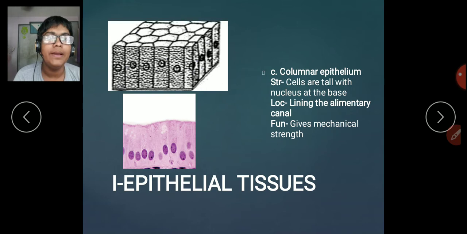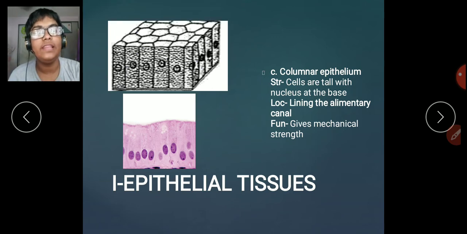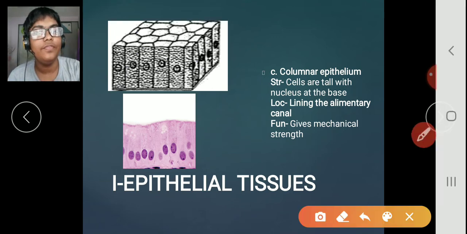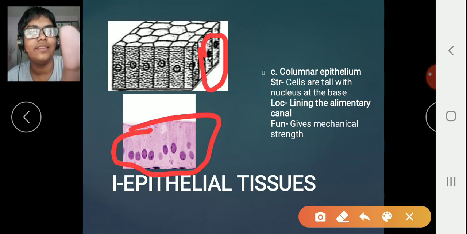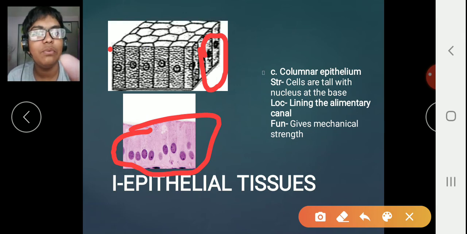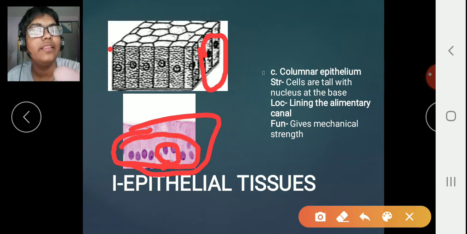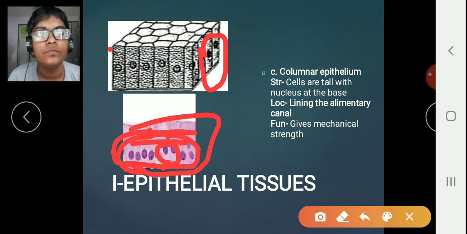Columnar epithelium. By structure, with the name itself we understand columnar, that means it is going to be vertical like. So there are tall cells, and the nucleus is usually at the base. We can see these are tall, elongated cells. This is the real picture, and that is the diagram. You can see the nucleus is at the base. All the nuclei are at the base. No nucleus is above, all are at the base only.